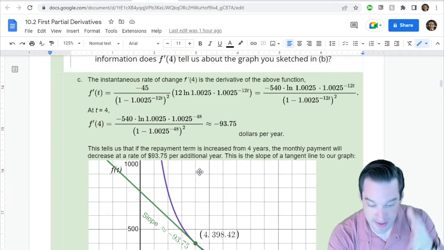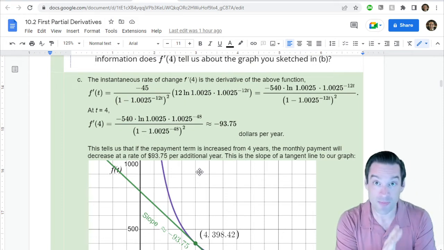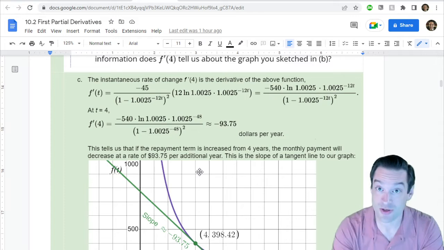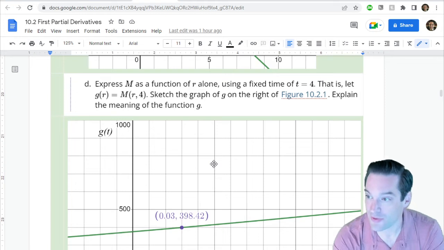So if I do all of that slicing with a constant interest rate, what I get is a multivariable function, a monthly payment that depends only on the repayment term. It depends only on t. And so if I did that in one way, I could also do it in the other way.